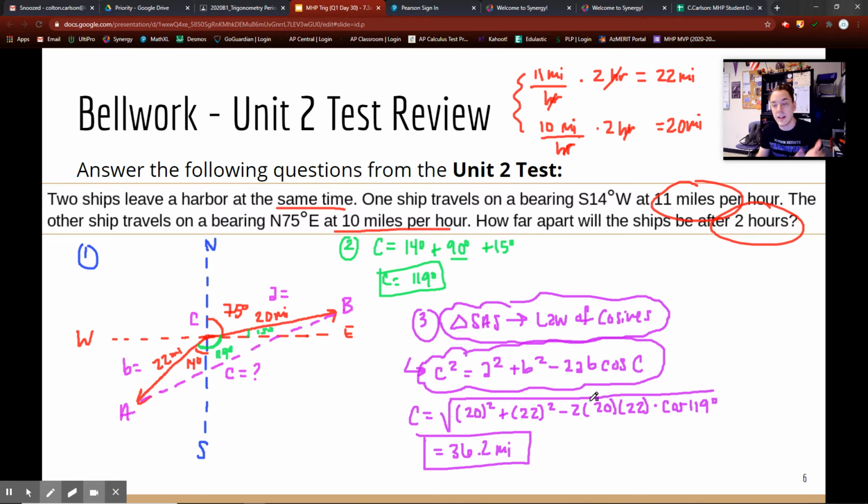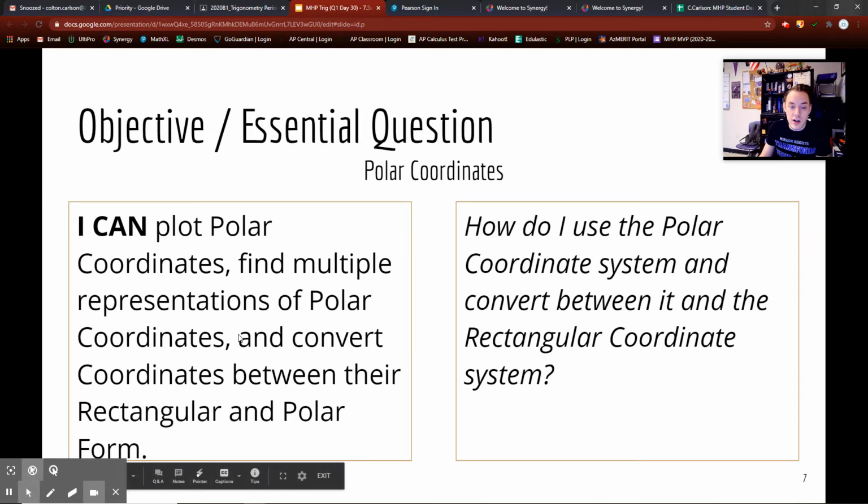Again, I can just plug that into the TI-84 or the TI-36X Pro, or I can plug it into Desmos. That was a question that a lot of you missed, but I hope this summarizes everything and how to actually solve it. I'm going to erase it now, and let's finally get started on the objective and essential question, not the bell work. We just finished the bell work.